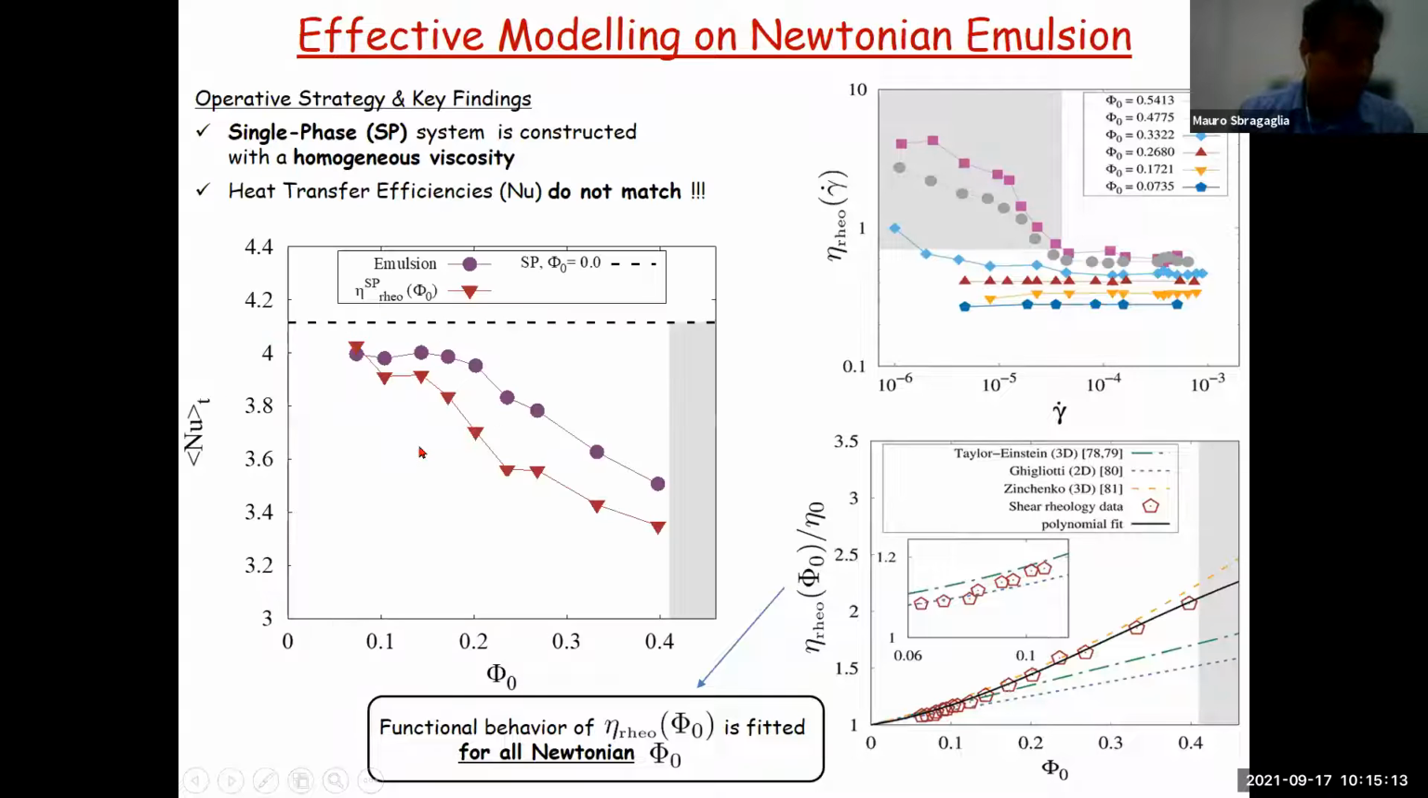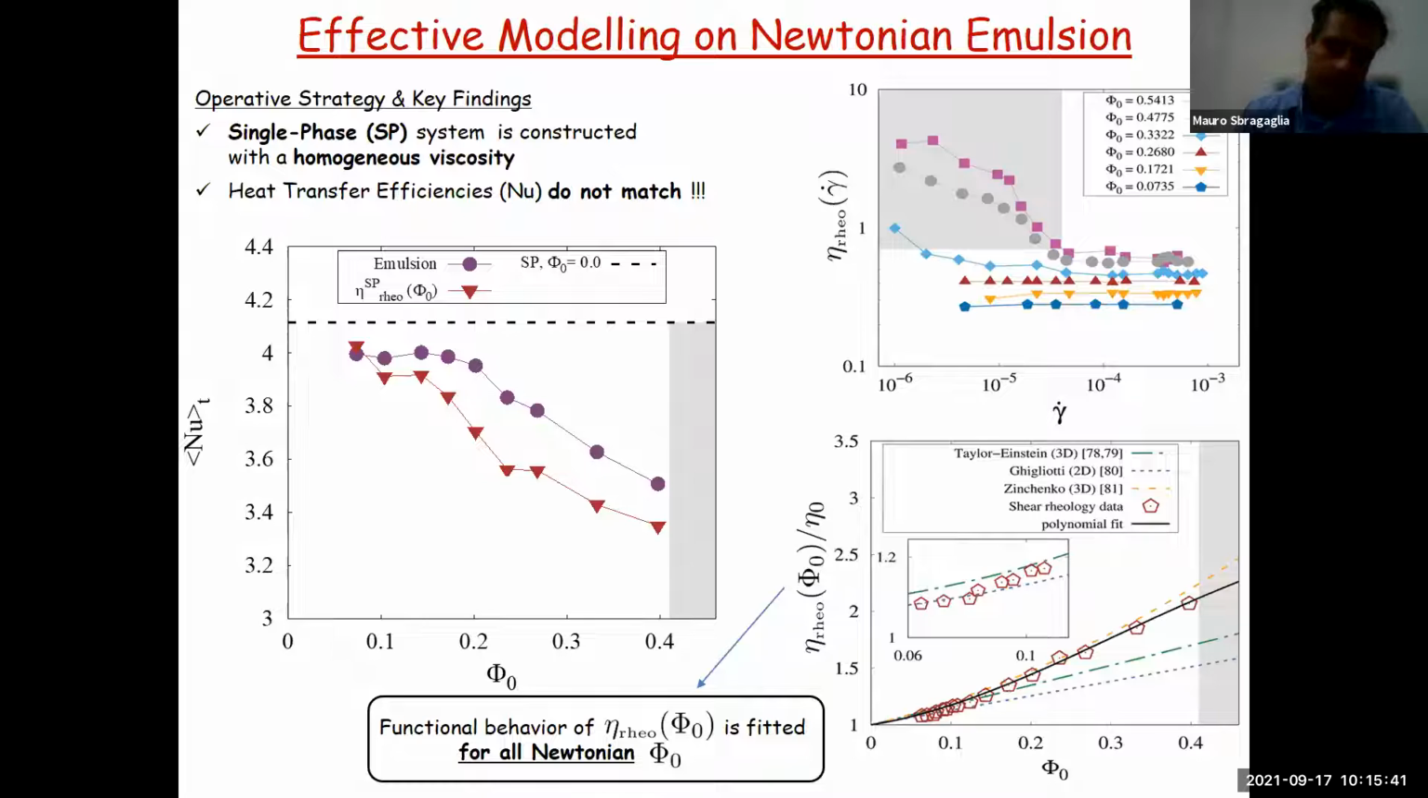And this is the result. So we have our emulsion with a decrease in the average Nusselt number. We have the single phase system with a global rheology whose Nusselt number is decreasing, but is not matching the one of the emulsion system. So there is a mismatch that may be 10, 15, 20%, but we are unable to quantitatively predict this decrease. We observe a decrease, but we are unable to quantitatively match the one of the emulsions.